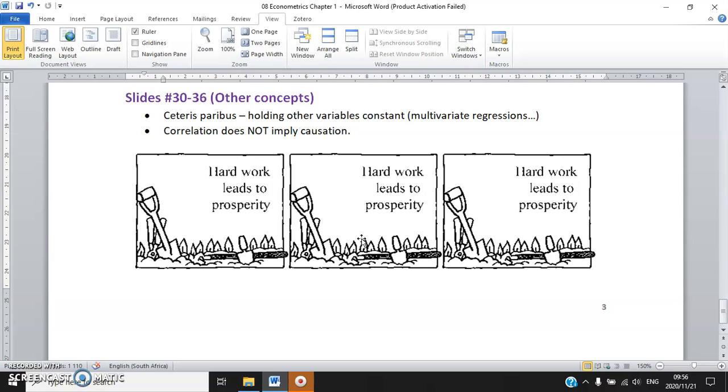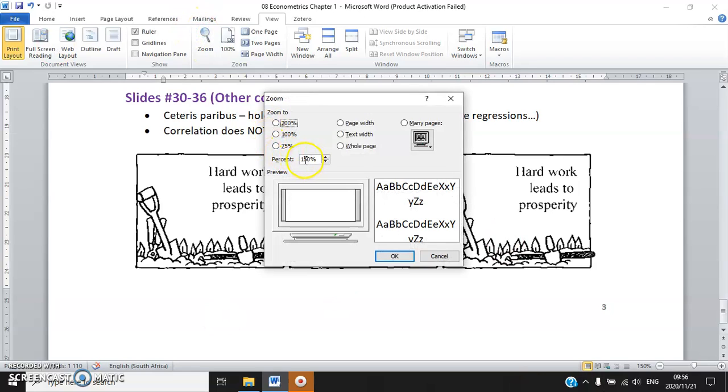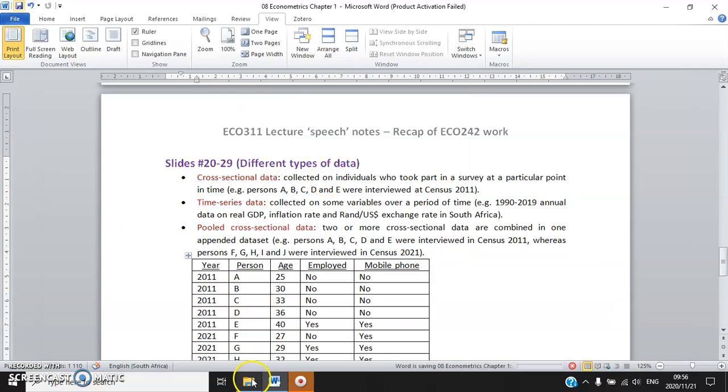And then the last two concepts relate to the last few slides. The ceteris paribus condition, I think you should be quite familiar, holding other explanatory variables constant for multivariate regression. I trust you still remember that. And then finally, always remember correlation does not imply causation. So I think that's all for chapter 1.